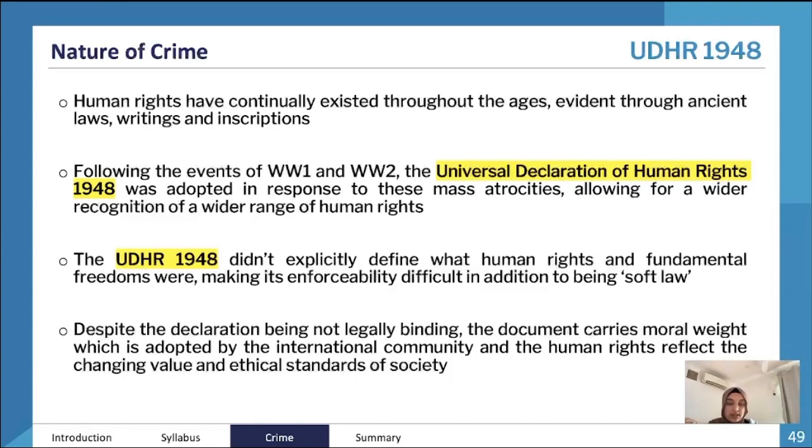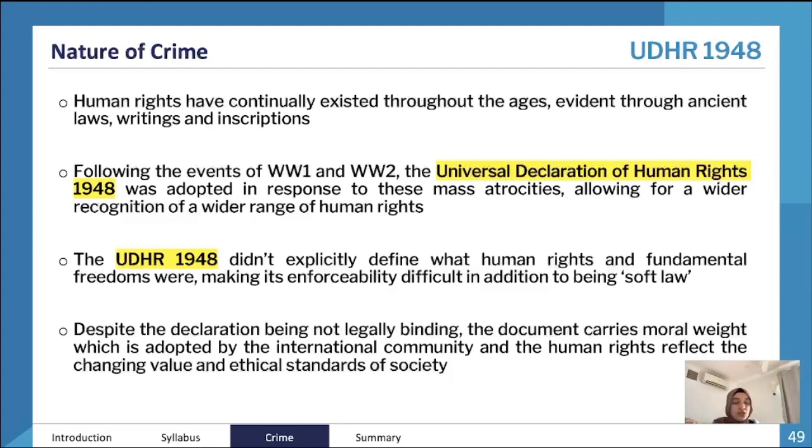Human rights have continually existed throughout the ages. This is evident through ancient laws, writings, inscriptions. So the UDHR is something that was adopted in response to World War I and II, where lots of people passed away, there were mass atrocities, and then people realized, hey, actually we should have something that documents our human rights. Although it does not explicitly define what human rights and fundamental freedoms are, it's just a document that highlights, hey, look, let's try and not have a repeat of what's happened in the past.